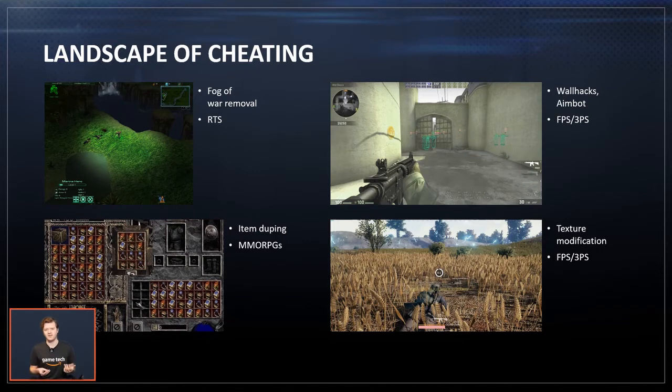Additionally, in any game that has an inventory or a trading or a monetary exchange system, MMORPGs are a great example here. Duplication of items in abusive ways can completely dismantle or devalue currency in the in-game economies that exist here.